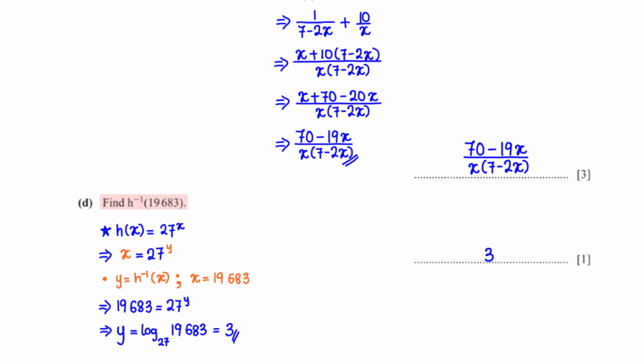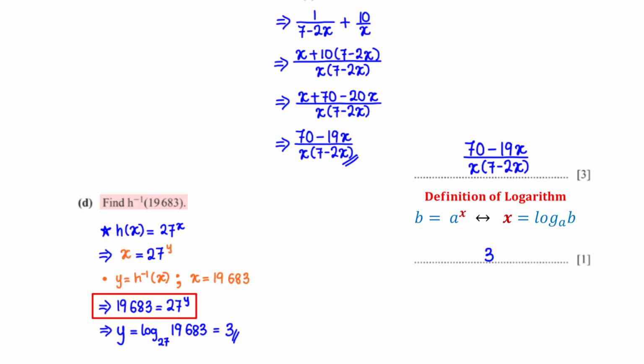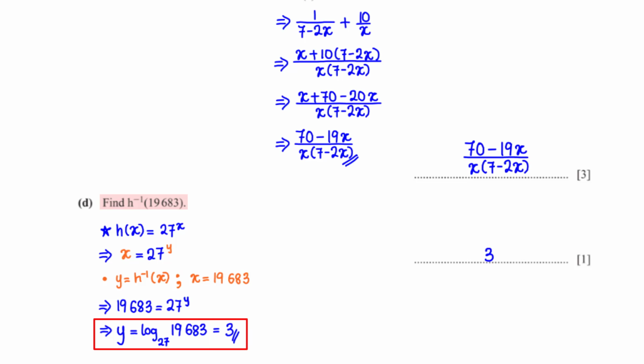Find h inverse of 19,683. We know h of x is 27 raised to the power x. To get h inverse of x, we replace h of x with x and replace x with y. Y is the same as h inverse of x. We want to find the value of y when x is 19,683. To make y the subject, we apply the basic definition of log. This gives us y equals log of 19,683 to the base of 27, which is equal to 3.